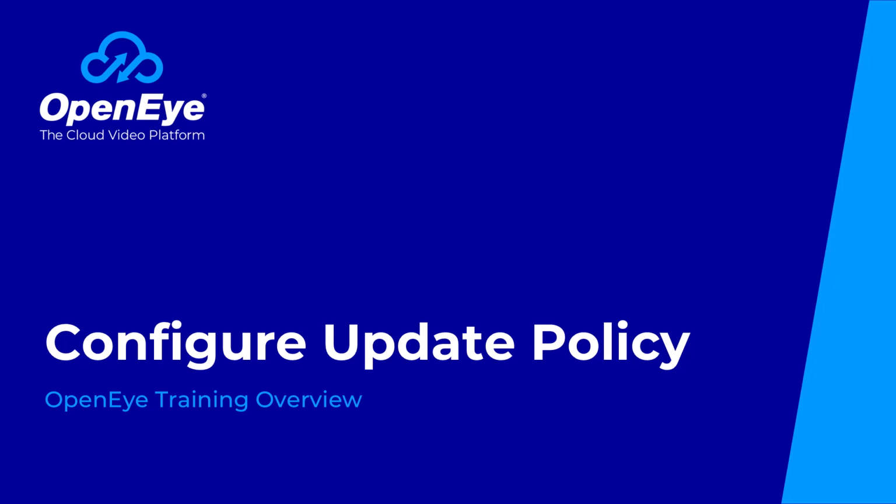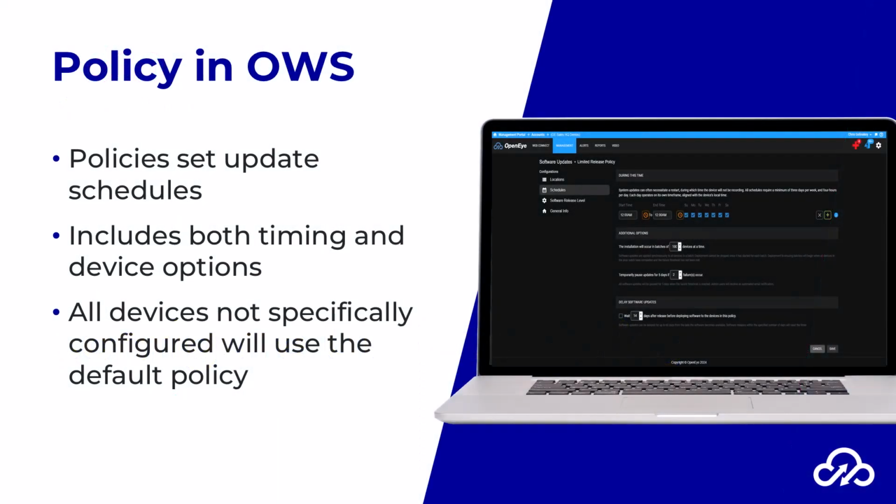Configure Update Policy. Automatic updates in OWS streamlines the update process, eliminating manual intervention and ensuring seamless delivery directly to your systems so it's always up to date. Automatic software updates in OWS are controlled by schedules, referred to as policies. In policies, you can configure various timing guidelines for when and how your recording device software is updated. If no actions are taken, a default policy will be used for all recording devices.